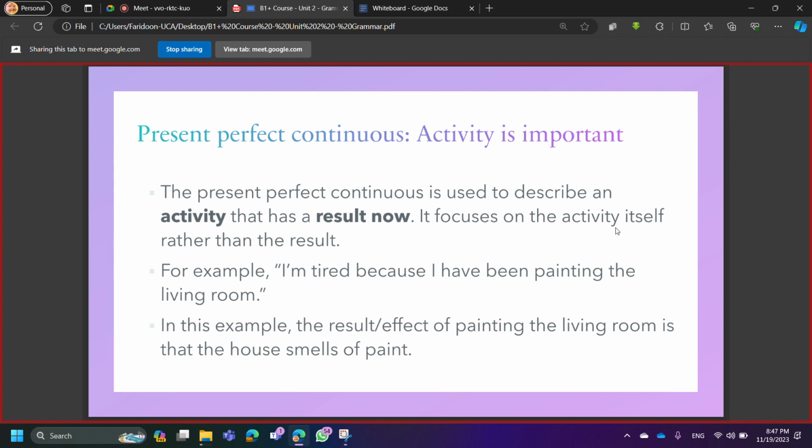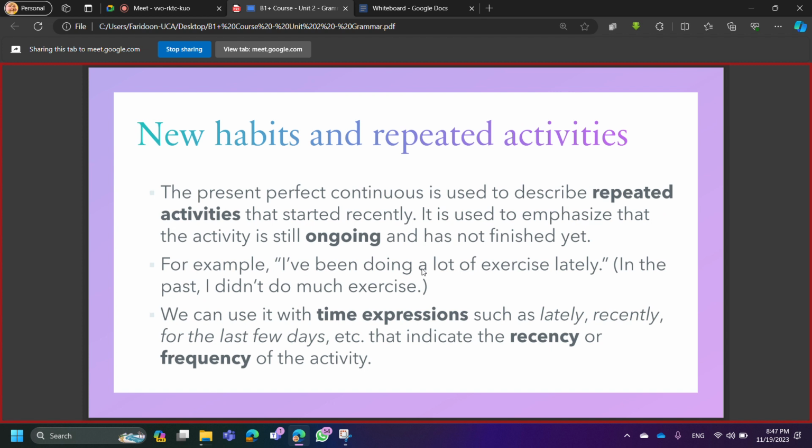You're more focused on the activity. The activity of painting the living room made you feel tired. But if you were more focused on the result, it would be the fact that the living room is now very, very clean. But you're not focused on that. Okay? Okay, so what about some new habits?